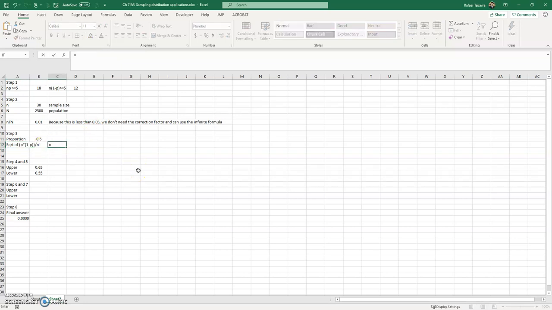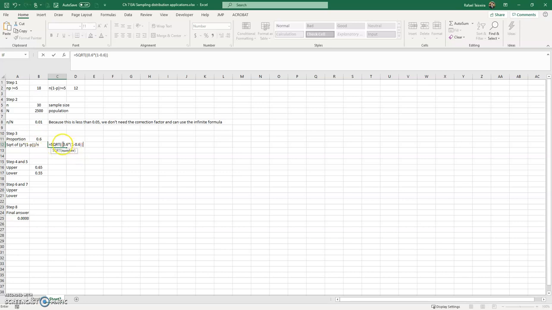To do that, we type equal SQRT, okay, and then we open parentheses, and then we open parentheses again, 2 parentheses. How much is the P, how much is the proportion? 0.6, given in the problem, and then we multiply that by open parentheses, 1 minus 0.6, we close parentheses, we close parentheses again.